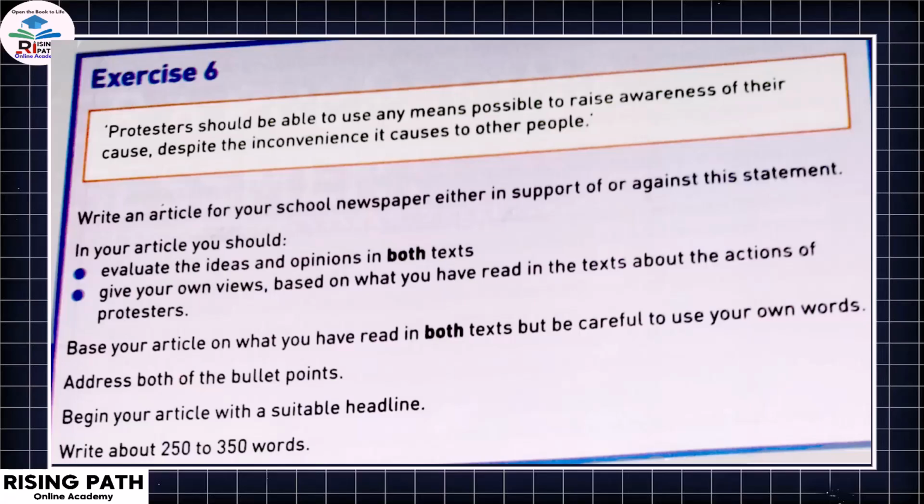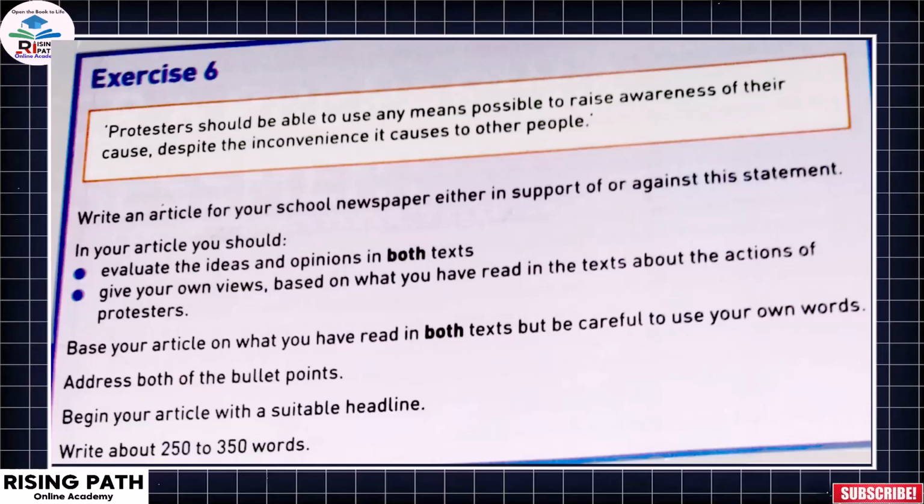Now comes the part where you give your own views based on what you have read in the text about the actions of protesters. So according to the rough sketch which we are going to make, our third or fourth paragraph is going to be our own views. So here we are going to add our own views, and of course you are going to add 2 or 3 counter arguments, but first you have to decide whether you are going to favor or go against it. Base your article on what you have read in both texts, but be careful to use your own words.